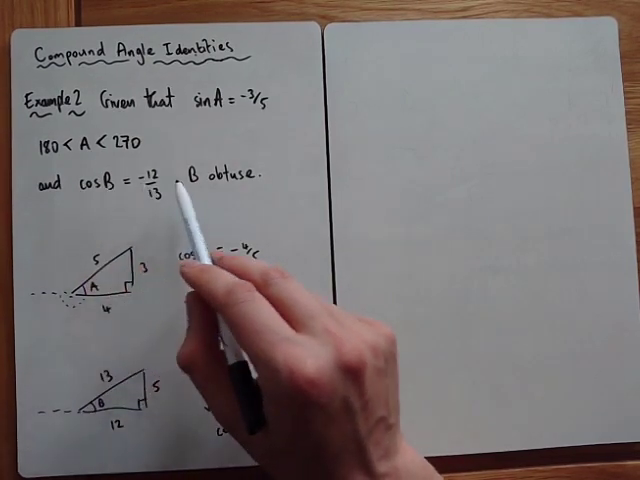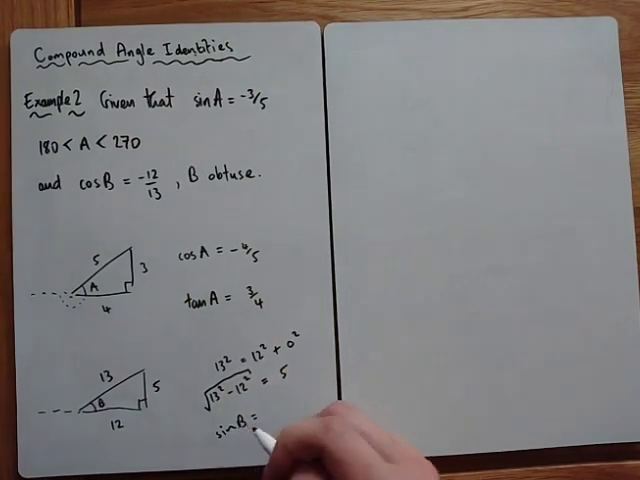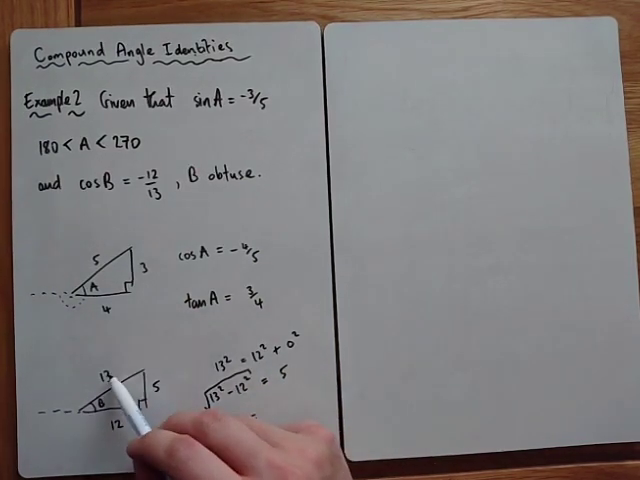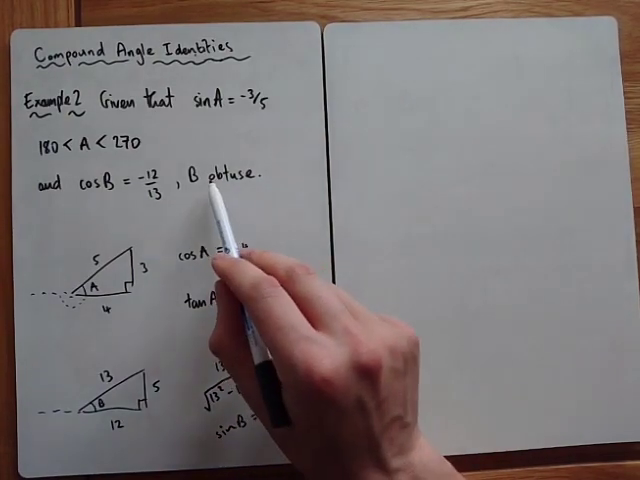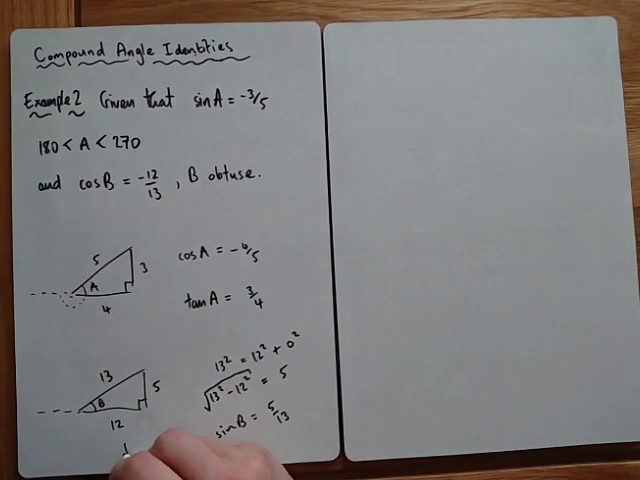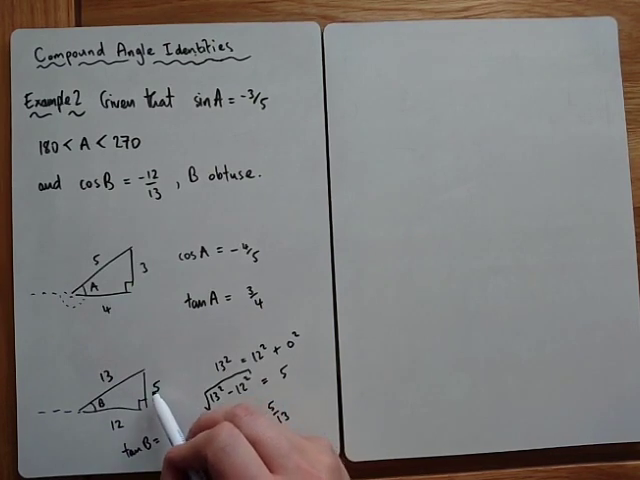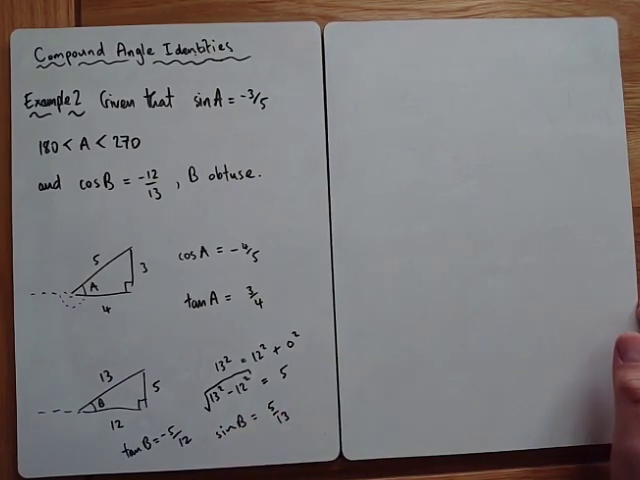Okay, so what's cos of B? Oh, sorry, we already know that, don't we? So let's work out what sine of B is. So sine is opposite over hypotenuse. We're working with an obtuse, so sine will still be positive. Tan is opposite over adjacent. And for an obtuse angle, tan would be negative. Okay, so now we can actually answer the question.